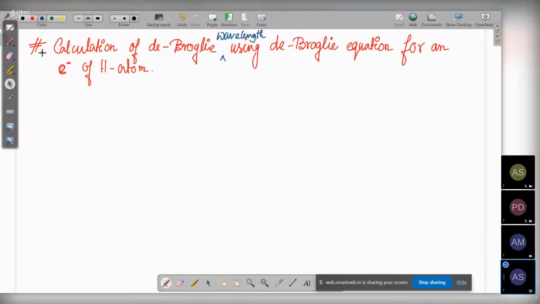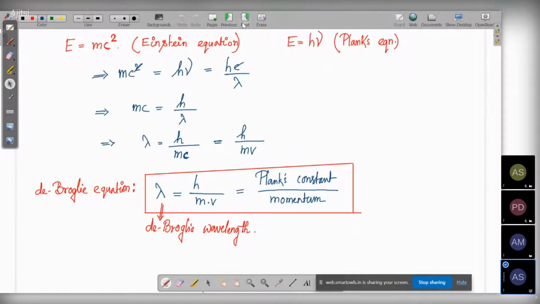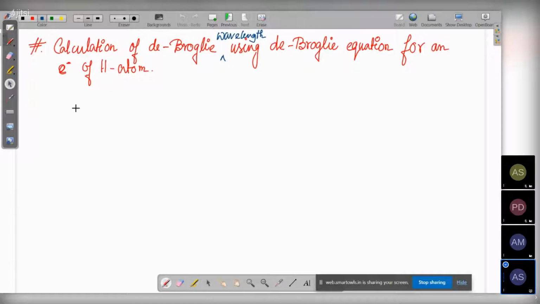So what will be the formula that we use? This formula only: lambda is equal to h by mv. Now what is the value of h? h is Planck's constant. Come on, tell me, what will be the value of h?